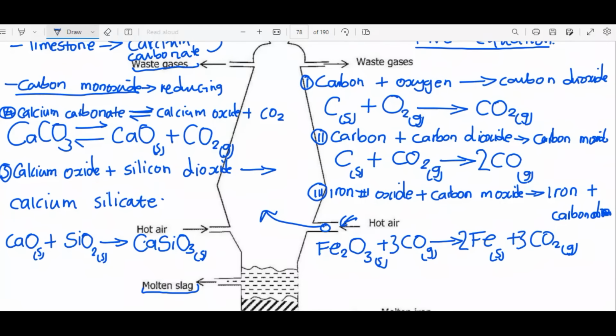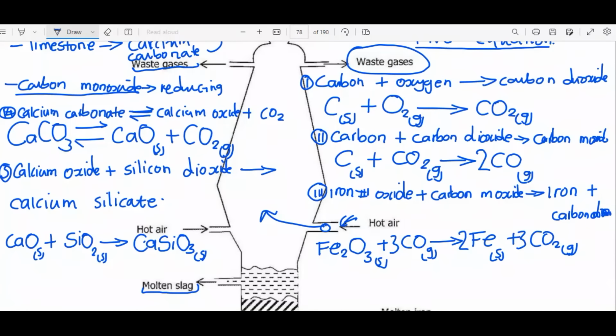From there, the first stage is the reaction between carbon plus oxygen, giving us carbon dioxide. The second one is carbon plus carbon dioxide, giving us carbon monoxide. The importance of stage 2 is to produce the carbon monoxide, which is used as a reducing agent. Then the third stage summarizes the extraction of iron, where we are getting iron plus carbon dioxide. Then carbon dioxide is treated as the waste gas, and this is the gas that we have here.